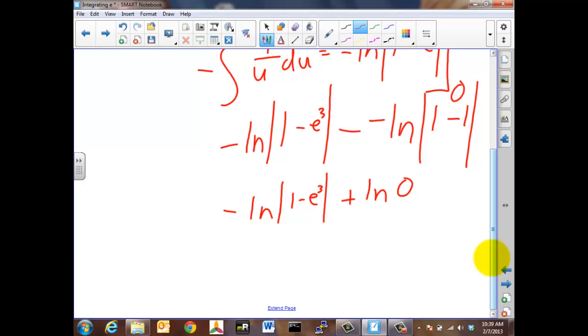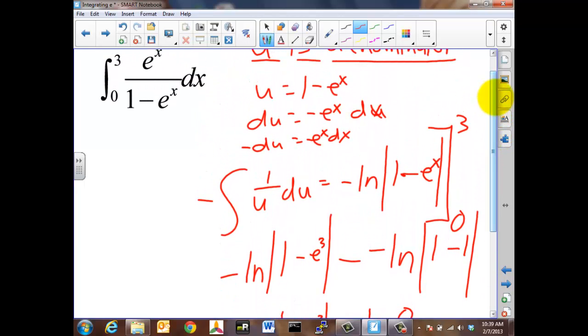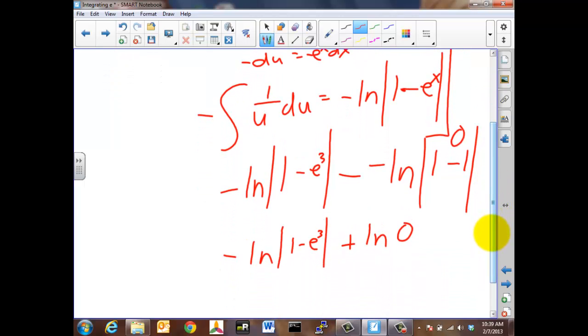So, can you take the ln of 0? E to what power is 0? No. You can't, can you? You can't do that. So it sounds like somebody made a mistake making up this problem here. So maybe that should have been a 1 down there. Because if that were a 1, then we'd have a 1 minus e. Okay.